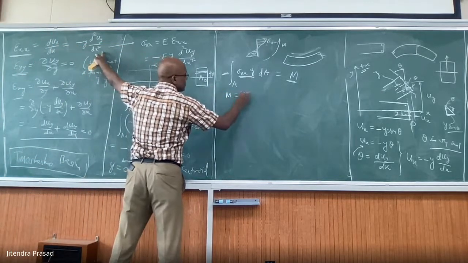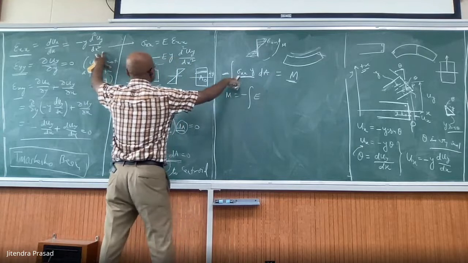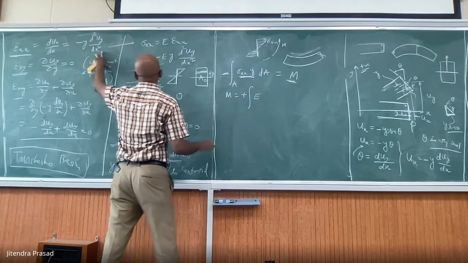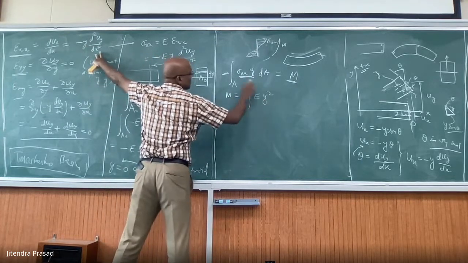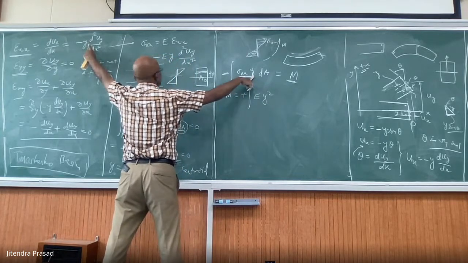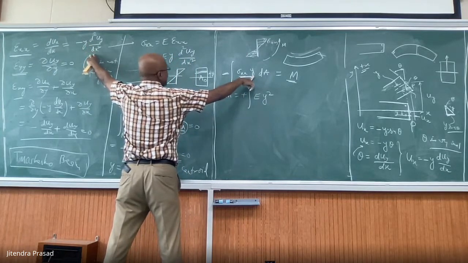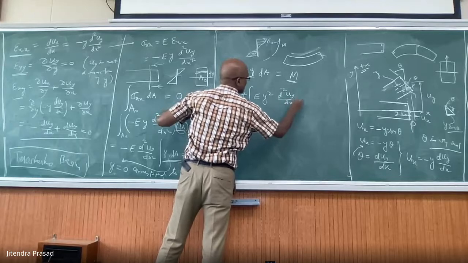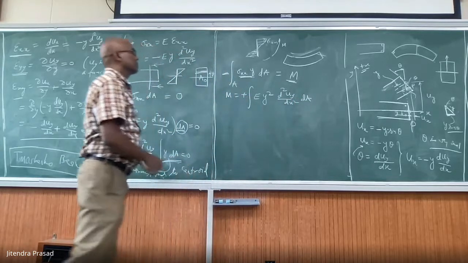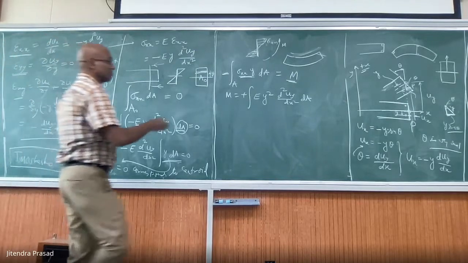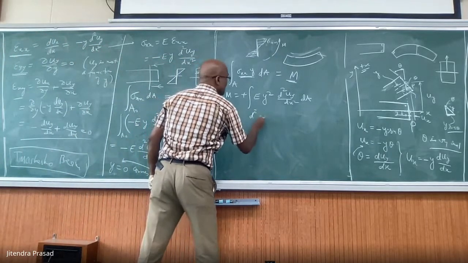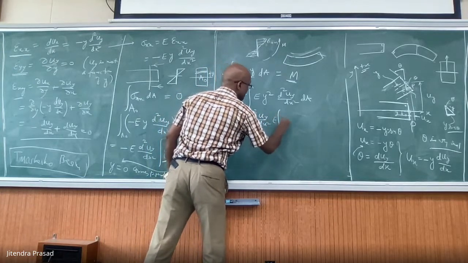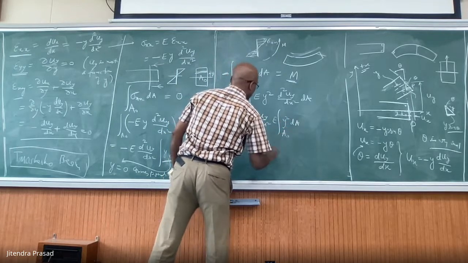So we have E, then sigma xx. Again, minus here and minus there, minus times minus cancels out, giving plus. So you have E, then y squared, from y here and y there, and then d squared uy over dx squared. So M equals E times d squared uy over dx squared times the integral of y squared dA over the whole area.